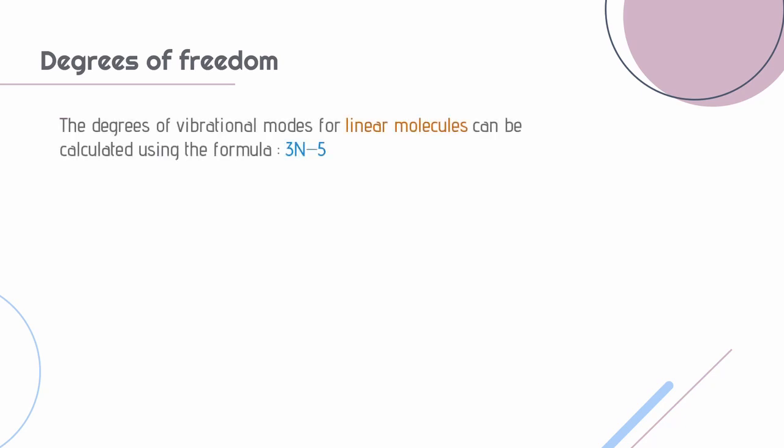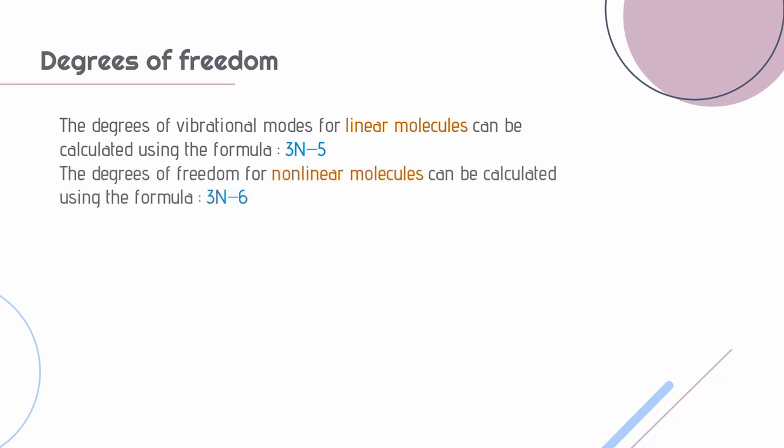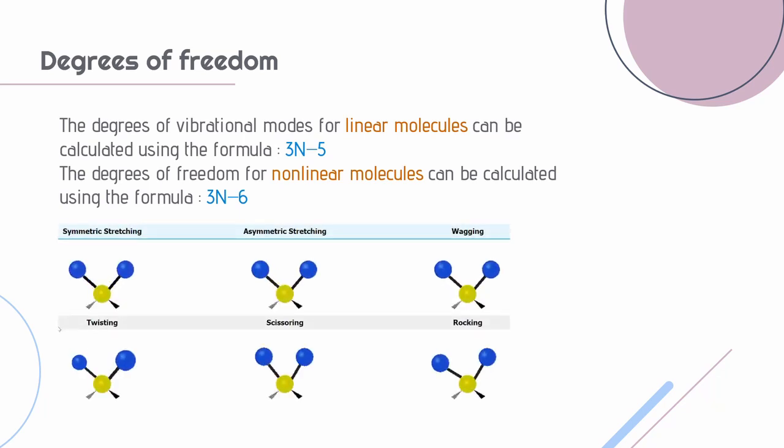Speaking about the degrees of freedom that a molecule can have, a linear molecule can have 3n minus 5 degrees of freedom, and a non-linear molecule can have 3n minus 6 degrees of freedom, where n is the number of atoms in the molecule. These are a few examples of the normal modes of vibrations in a molecule. And a normal mode of vibration is defined as a molecular motion in which all the atoms move in phase and with the same frequency.